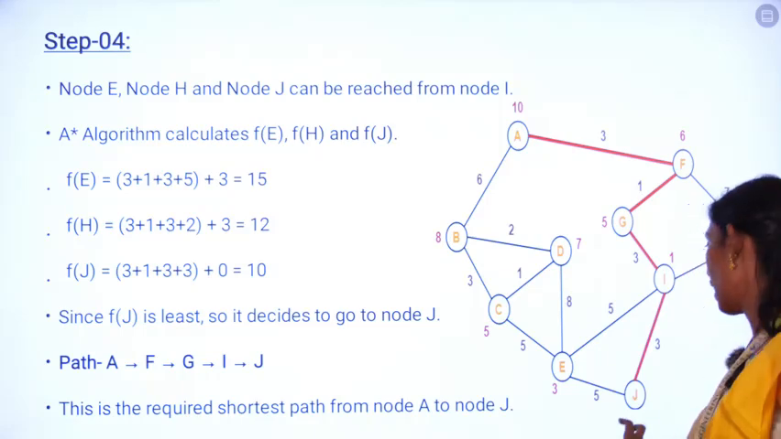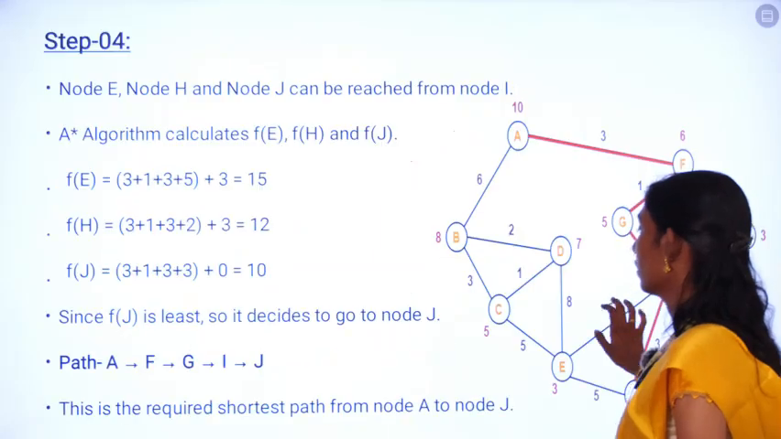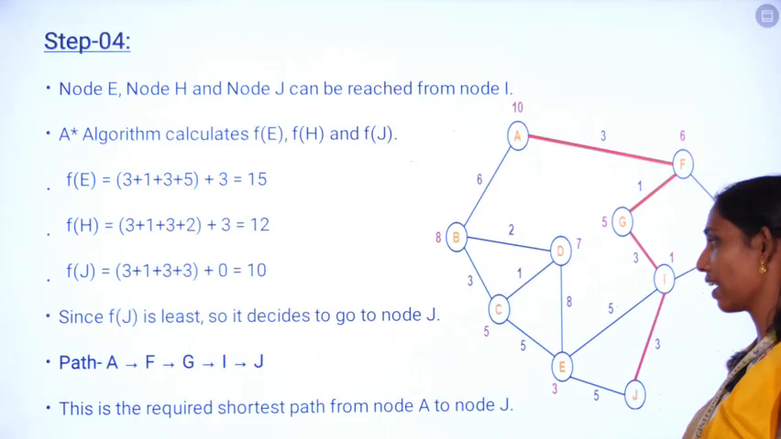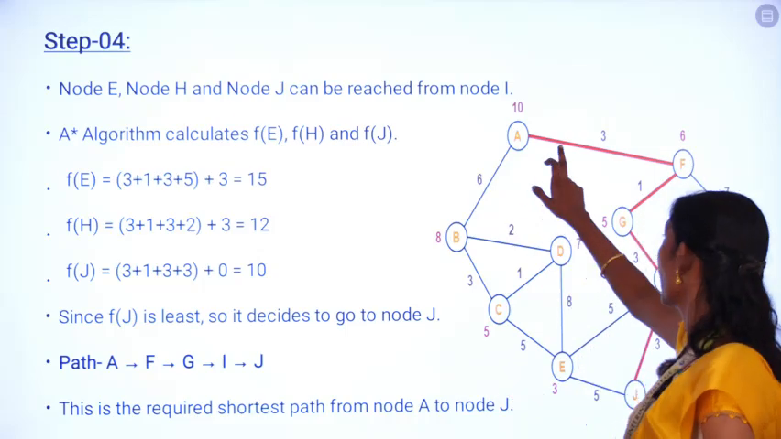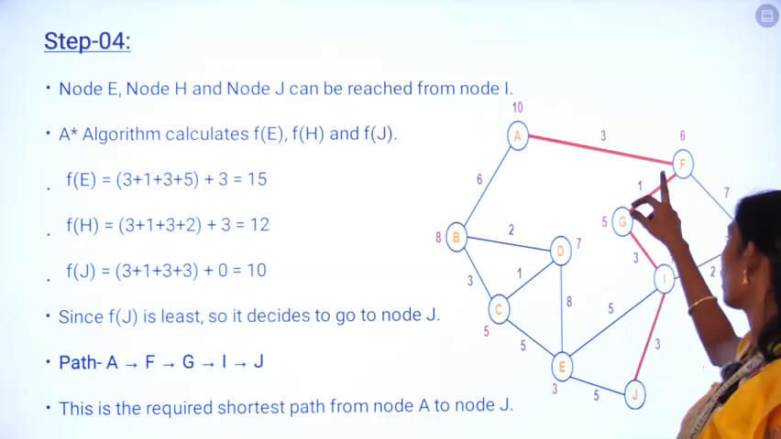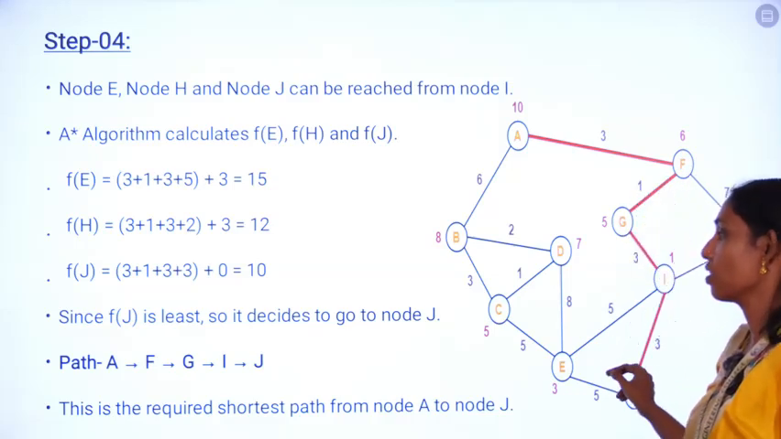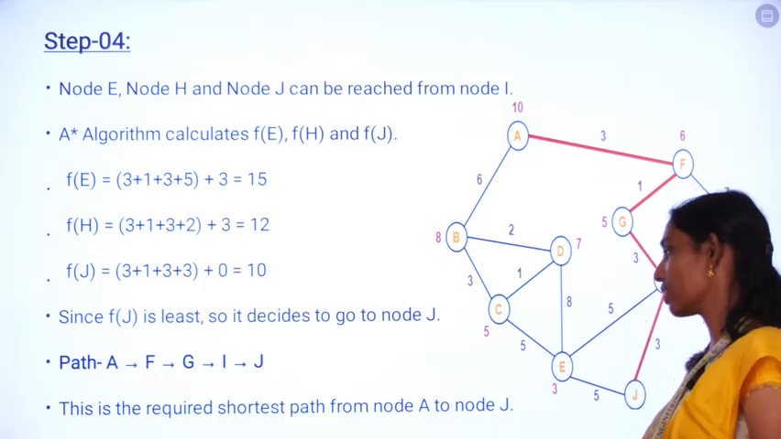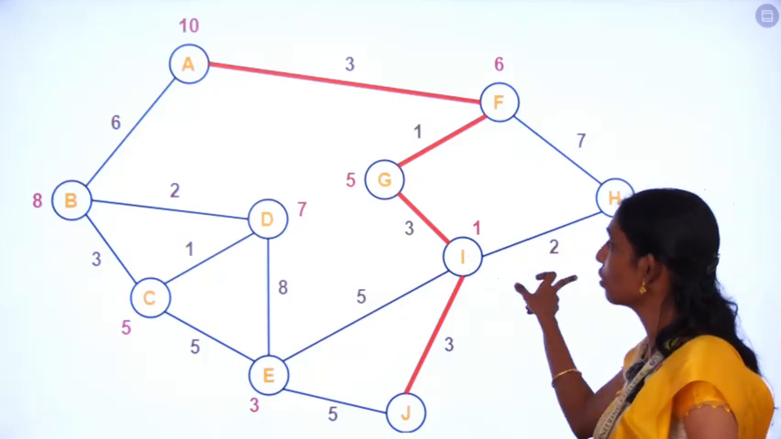Since f of J has the least value, it decides to go to node J, and at last we have the shortest path: A to F, F to G, G to I, and I to J. So this is the required shortest path from node A to node J, where your cost is also very less.